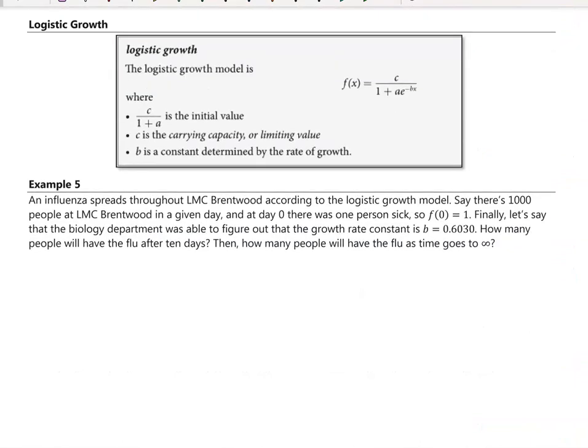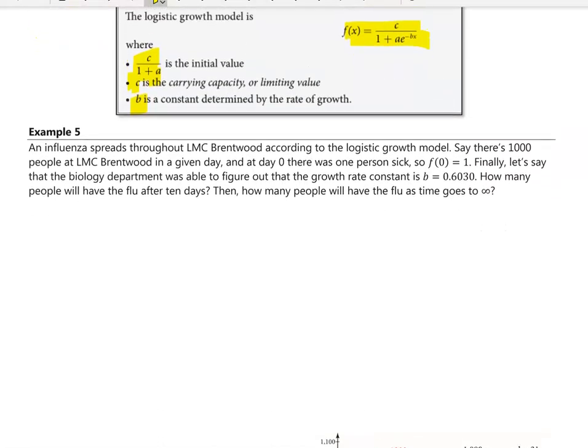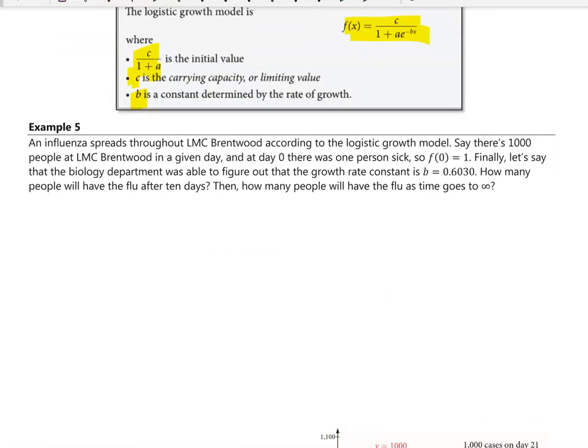All right, next one, logistic growth. The logistic growth model is f of x equal to c over 1 plus a e to the power of negative bx, where c over 1 plus a is the initial value, c is the carrying capacity or limiting value, and b is a constant determined by the rate of growth. And let's solve this last example to use that formula.